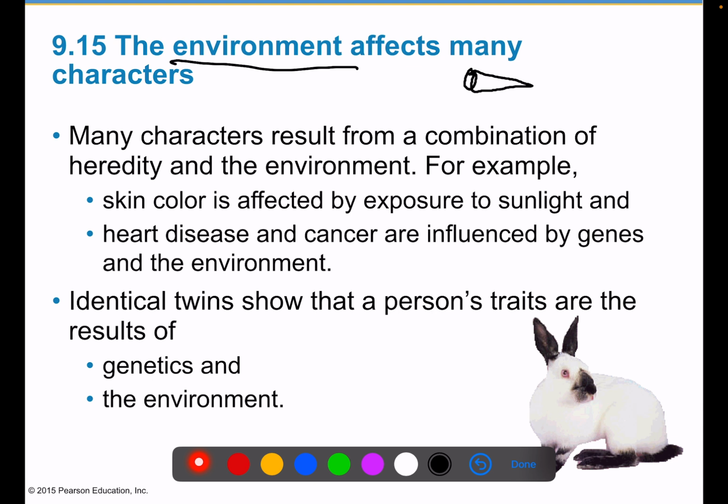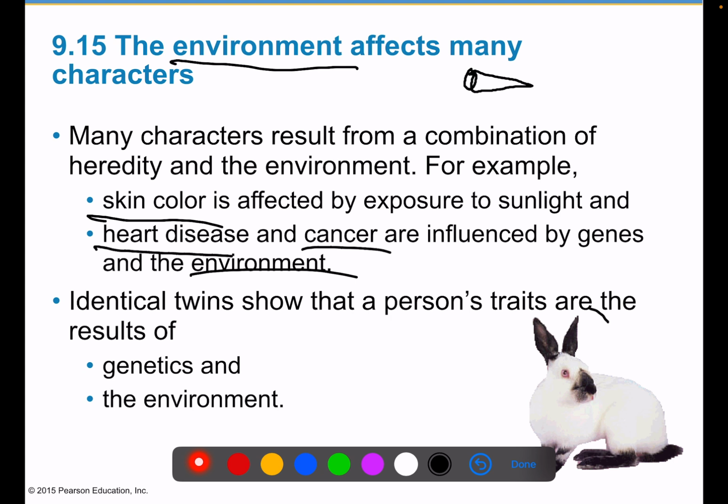But we do know about exposure to sunlight having an effect on your skin tone, right? We know that things like heart disease and cancer can be influenced by your environment, like your diet, exposure to the sun itself, smoking, things like that. So your environment can definitely have an effect on your outward appearance by way of affecting your genes. So your genes and the environment are interacting with each other.